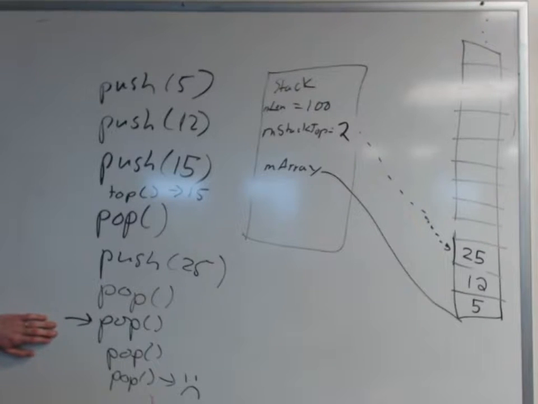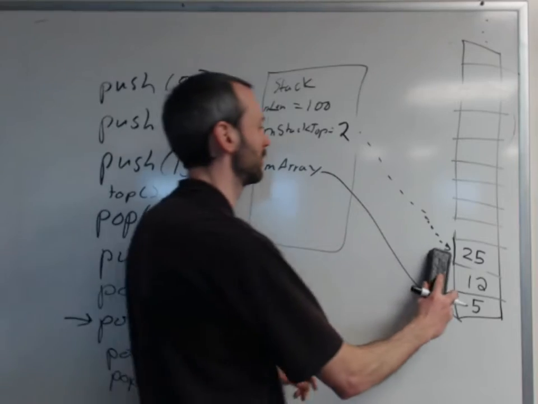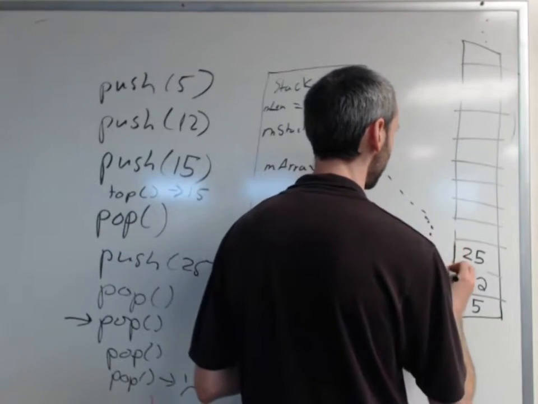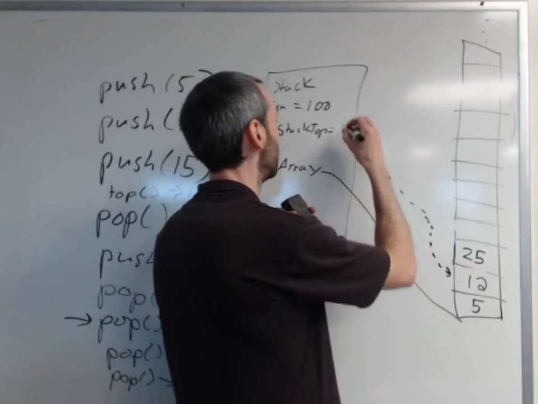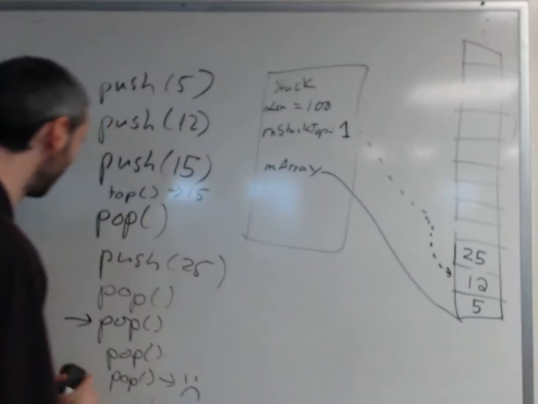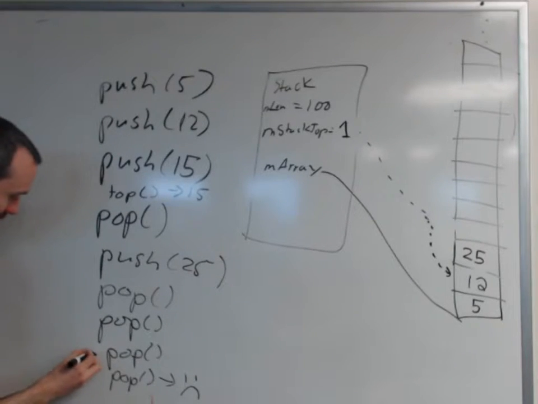Okay, if we pop again, what do we do? You move stack top down 1. All right. Magic. It goes to 1. Not magic, science. All right, hold on. Someone besides Caitlin, Sydney, or Craig.